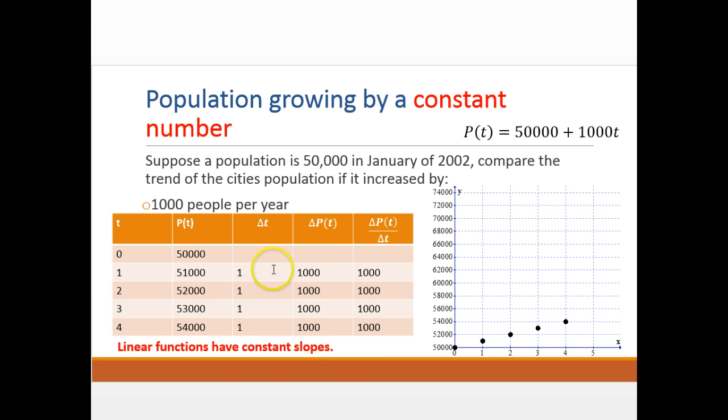In fact, if you sat there and got all your data points, your linear functions would have slopes that are constant regardless of the pair of points that you picked.